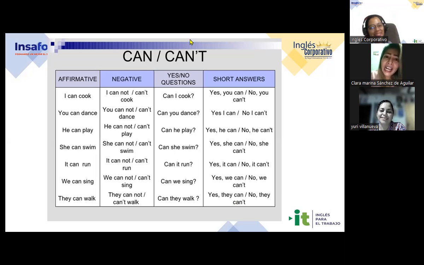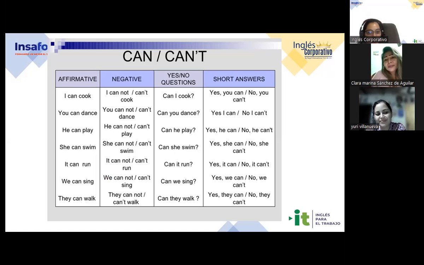Can you build a house? ¿Puede construir una casa? No, I can't. Can you wash clothes? Yes, I can. Can you speak in English? Yes, I can. Finish, teacher. Okay, muy bien, thank you. Thank you, ladies.